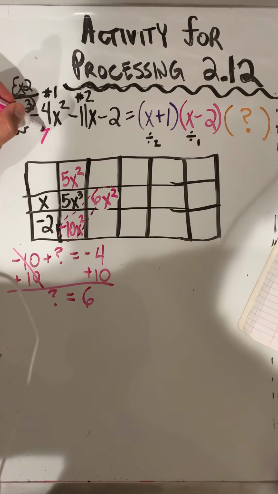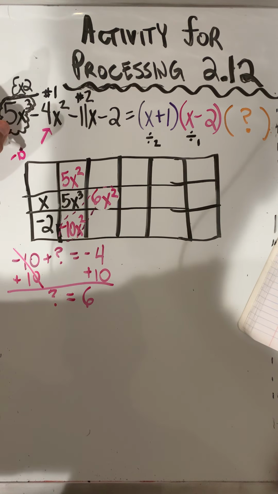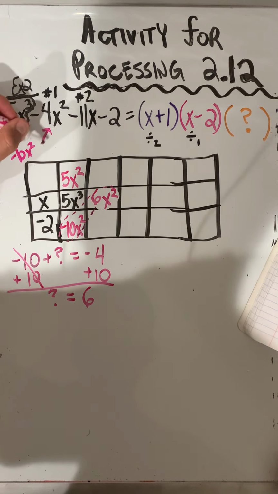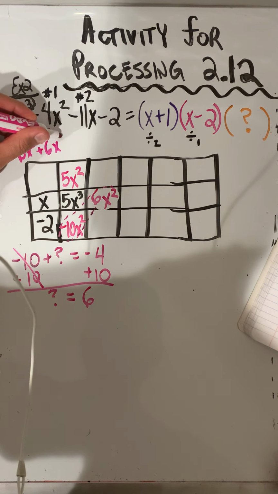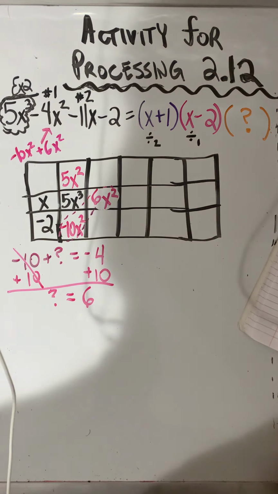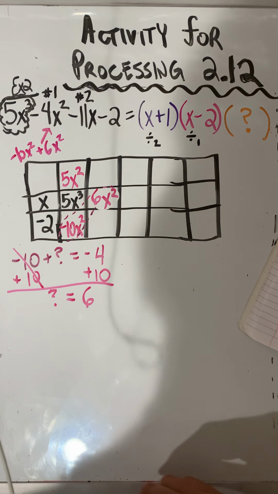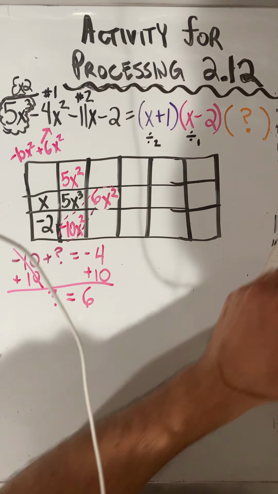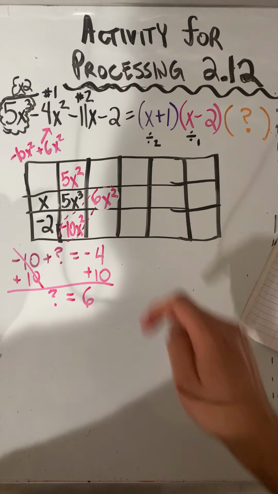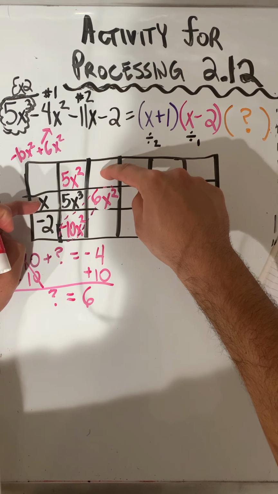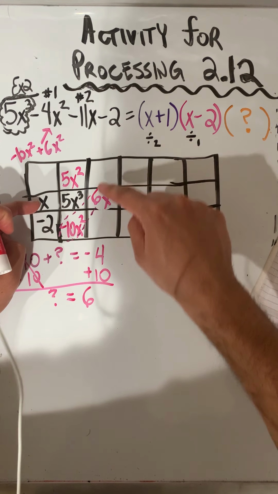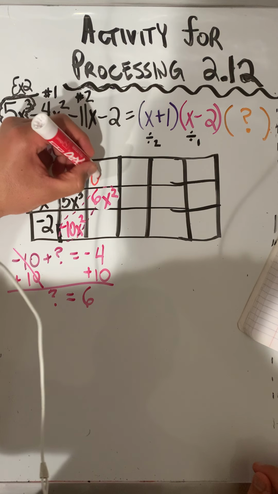So now I'm going to rewrite this here. Negative 10x squared plus 6x squared. Did it give me negative 4x squared? It sure did. We're good. We are good. Let's keep going now. Now the outside values here, x and something, a mystery value, gives us 6x squared. That has to be 6x.